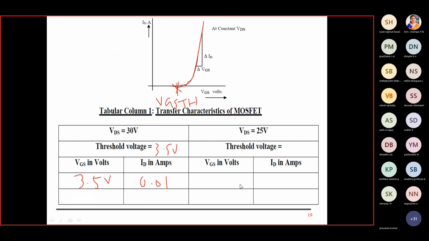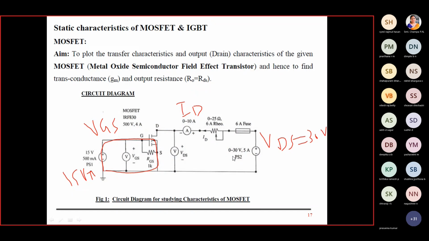3.5, 3.6, 4, 4.5, 5, 10, 15, like that. Current will also increase from 0.01 up to 1 amp. That is the first set of readings we take. So it's a plot of your output current ID versus input voltage VGS, keeping VDS constant. Next.